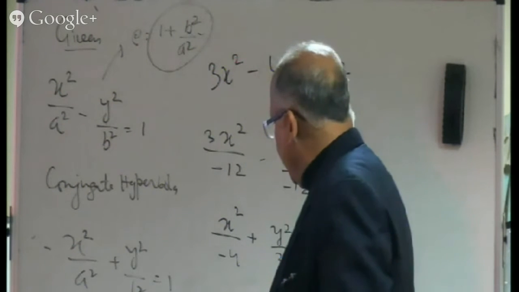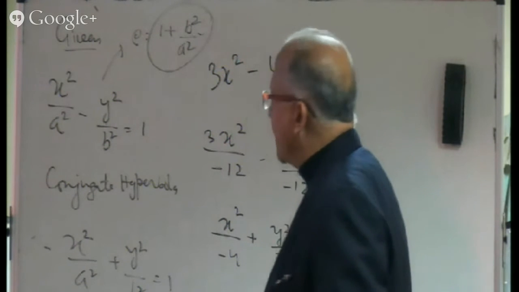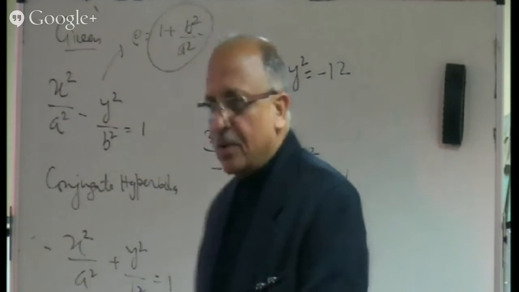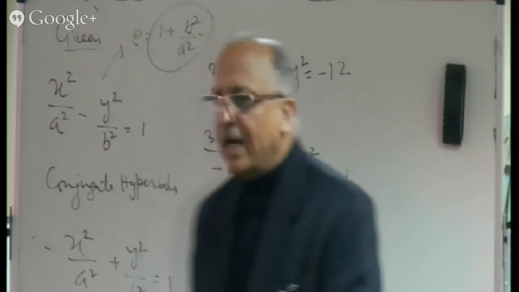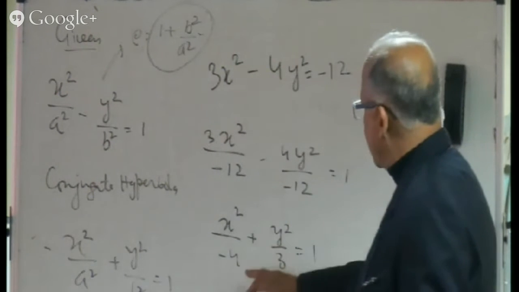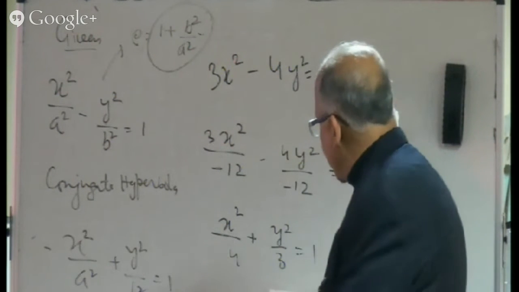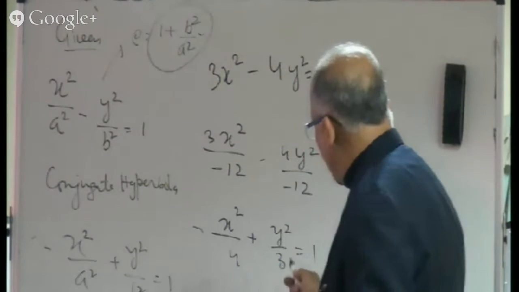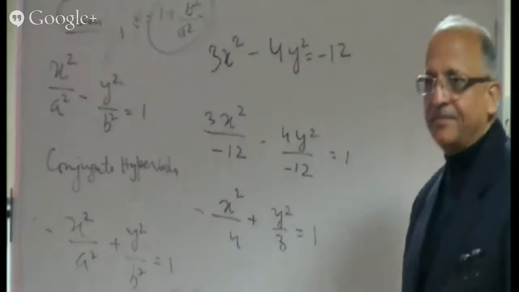But for this question, we have to use this formula: e square is equal to 1 plus a square upon b square. So this is very simple, I suppose. I need not solve it. You do it, because this minus has to be written here. So a square is known to us, b square is known to us, and we can proceed.